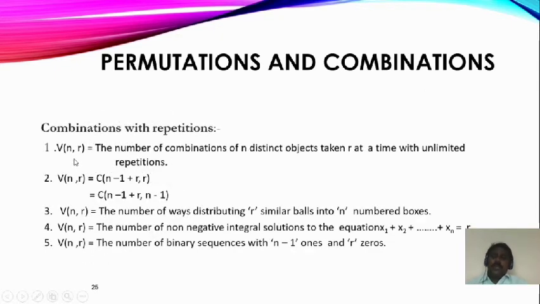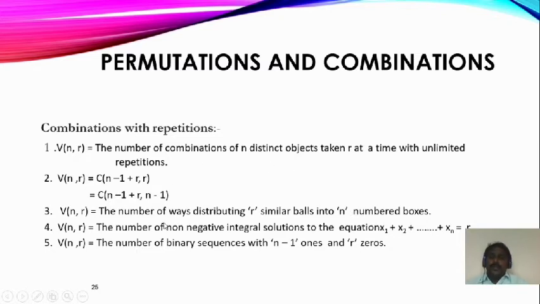So combination with repetitions. Here I have some properties of combinations with repetitions. Suppose I consider V of n comma r, or NVR, the number of combinations of n distinct objects, where n means the distinct objects and r means taken at a time, with unlimited repetitions. So VNR equals C of n minus 1 plus r comma r, or simply I can write C of n minus 1 plus r comma n minus 1.